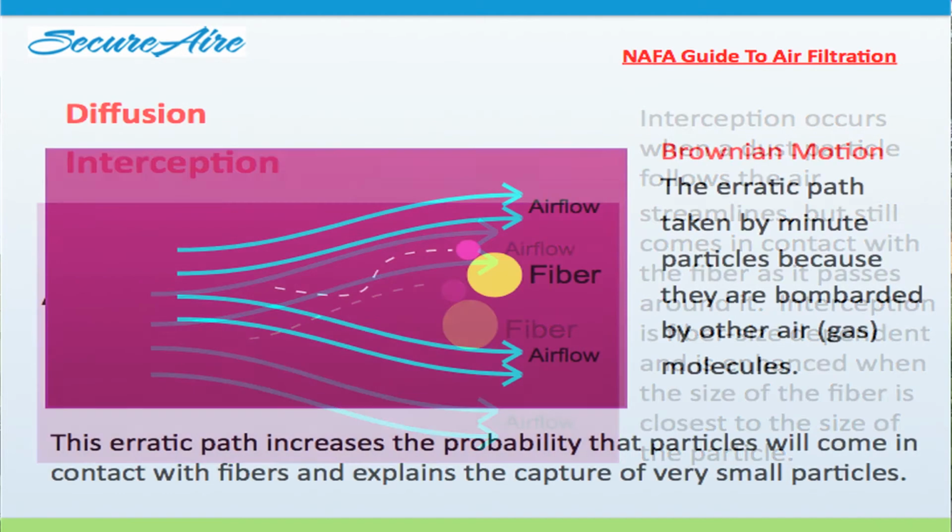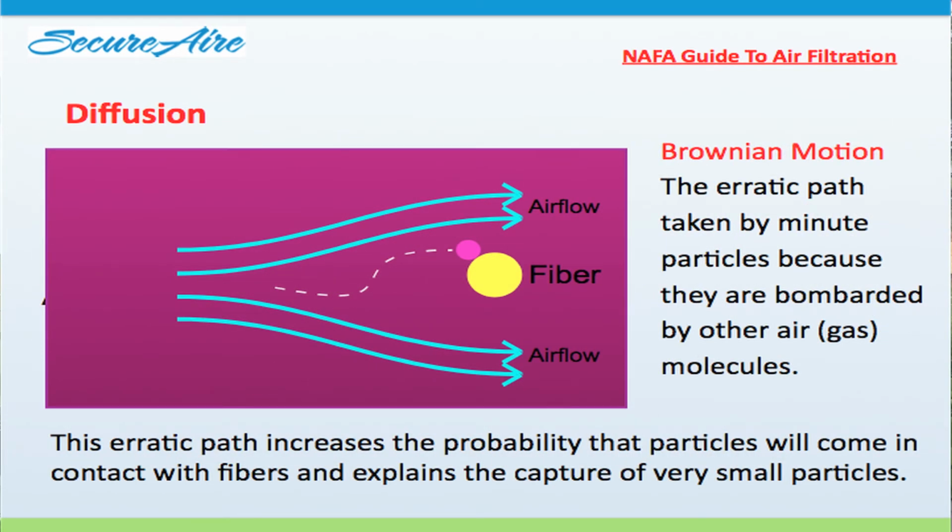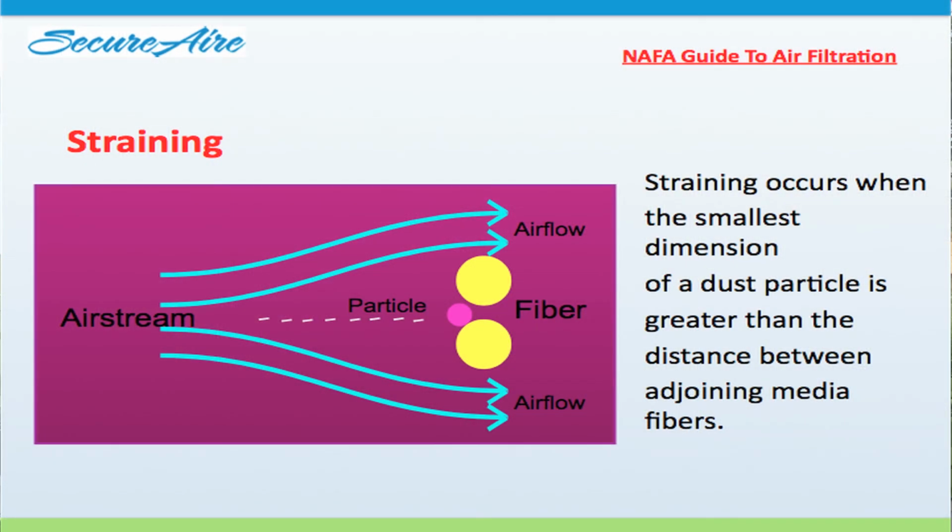Third is diffusion. This has to do with a phenomenon called Brownian motion. What Brownian motion refers to is that all particles are moving around randomly, impacted by some other forces. So particles are moving around, jogging back and forth, and as they get into the airstream, if they're large enough, then they'll kind of bounce into the fiber and get collected that way. And fourth would be straining. This refers to a particle being so large that it just gets caught in the space between two fibers.